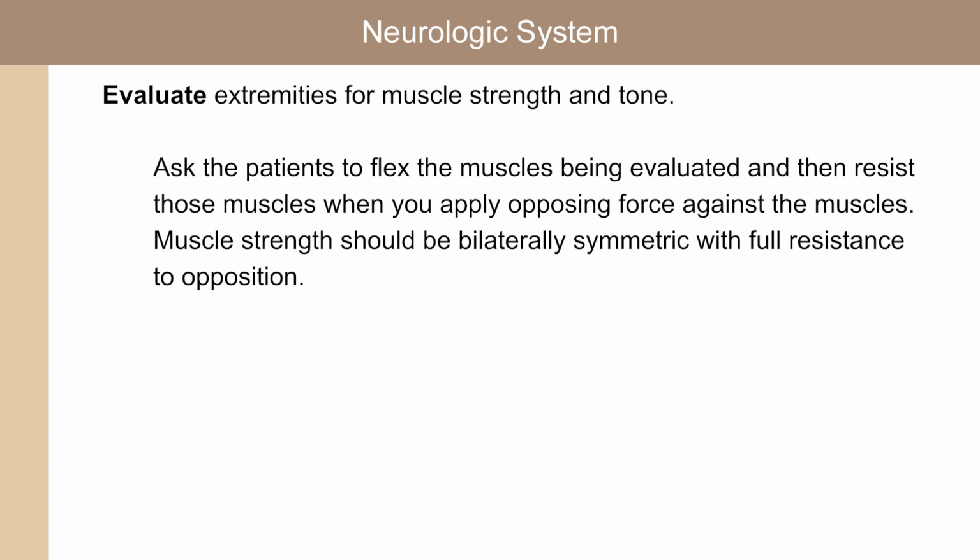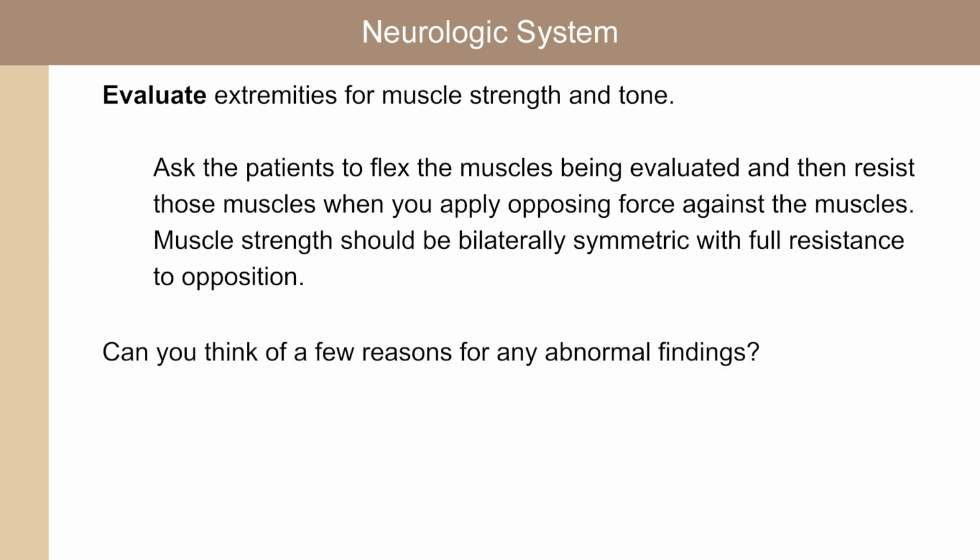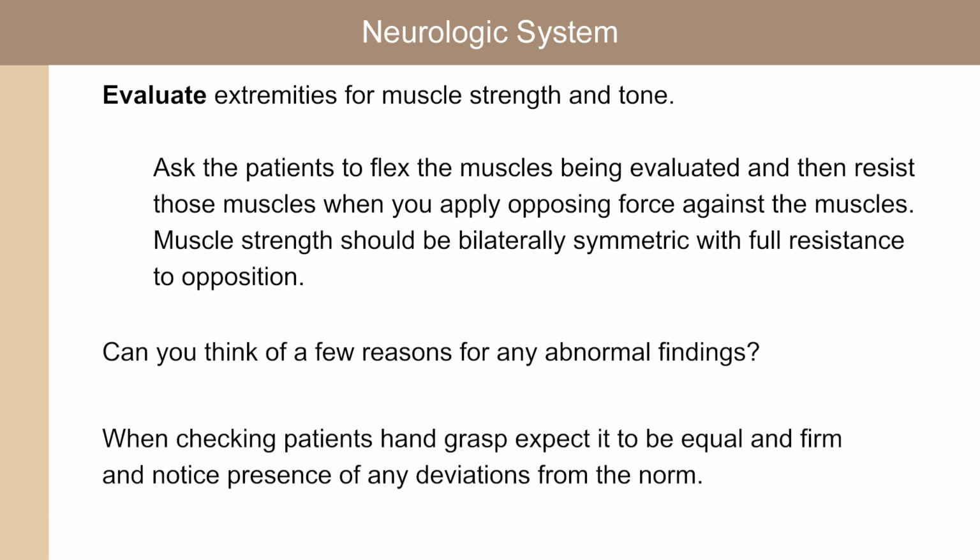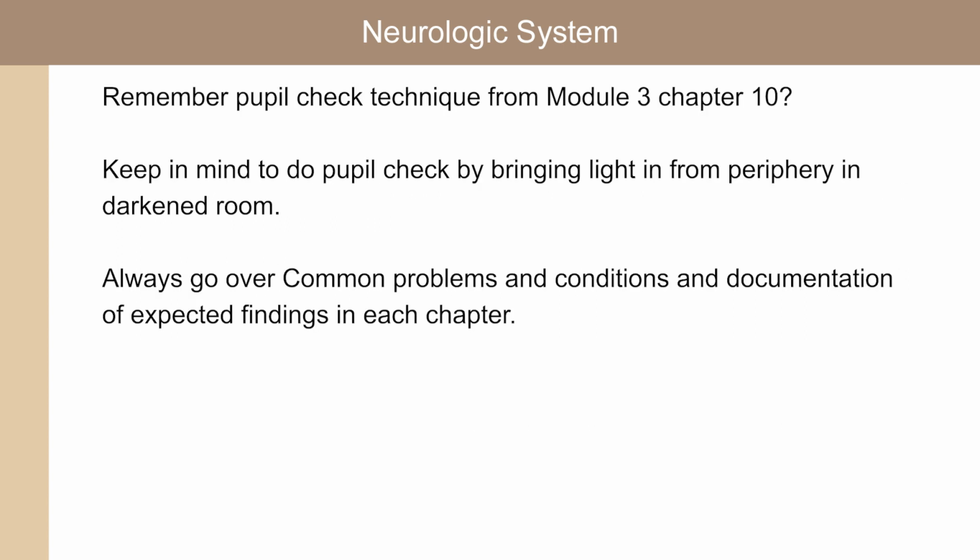Muscle strength should be bilaterally symmetric with full resistance to opposition. Can you think of a few reasons for any abnormal findings? When checking patient's hand grasp, expect it to be equal and firm, and notice presence of any deviations from the norm. And remember pupil check technique from Module 3, Chapter 10? Keep in mind to do pupil check by bringing light in from periphery in darkened room. Always go over common problems and conditions, and also the documentation of expected findings in each chapter.